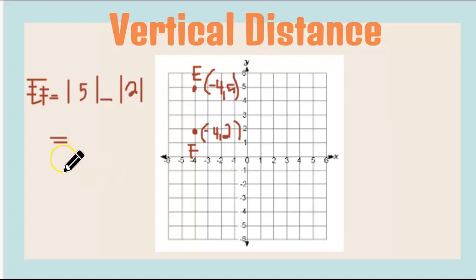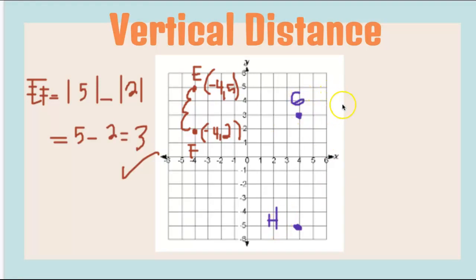I could always just say absolute value of 5 is 5 minus the absolute value of 2 is 2, and the answer is 3. And as we said before, we counted them. That's 1, 2, 3, which is 3 squares. And the same way, if we're gonna do it with 2 different quadrants.